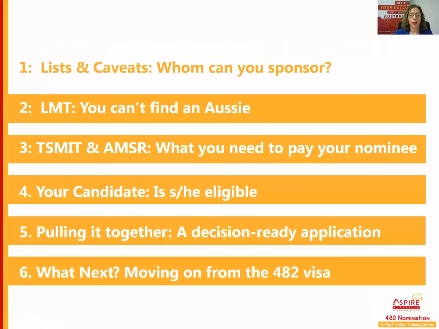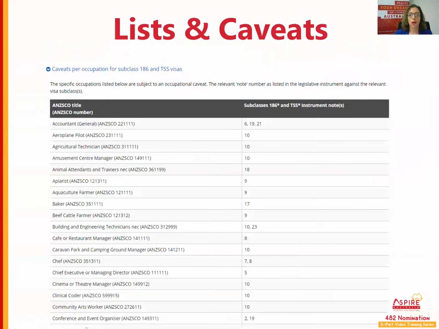In this, our first video, we'll cover step 1, lists and caveats. Whom can you sponsor? The Australian government allows businesses to bring international workers to Australia to work in their business, but there are limitations. And the first limitation is that the occupation must appear on one of the available lists.